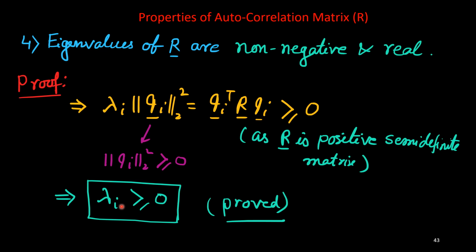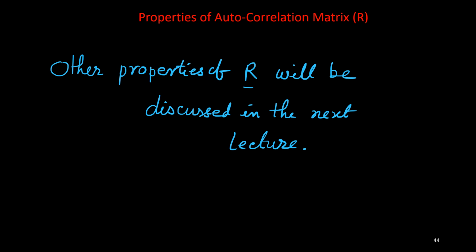We'll discuss the eigenvectors of the R matrix, and then the eigenvalue decomposition of the R matrix and other things of this orthogonal matrix R. Those properties will be discussed in the next lecture.